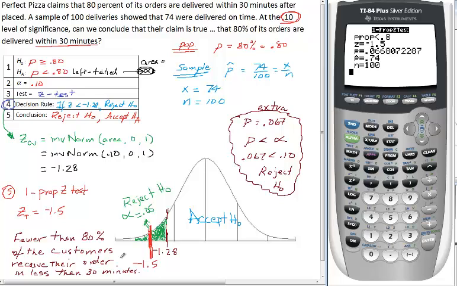So there's your conclusion. And there's an example of a one sample proportional z-test.